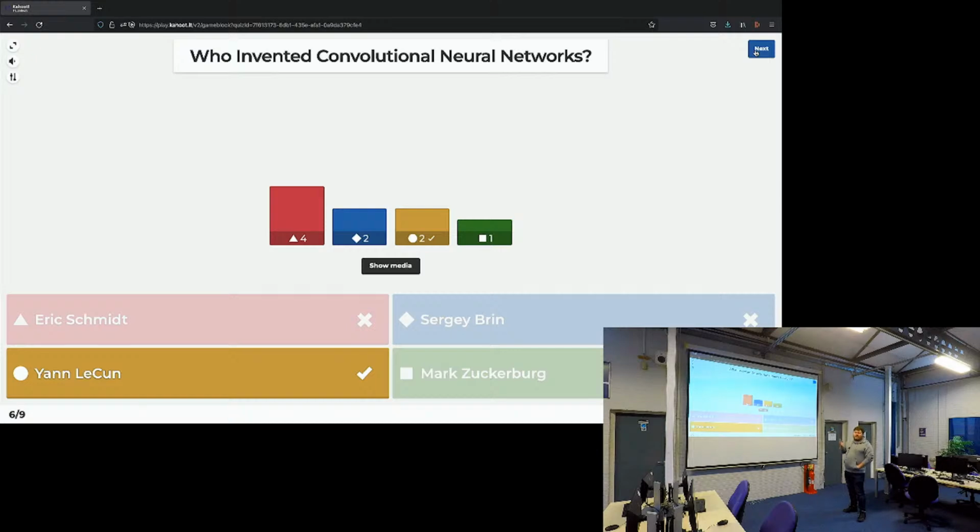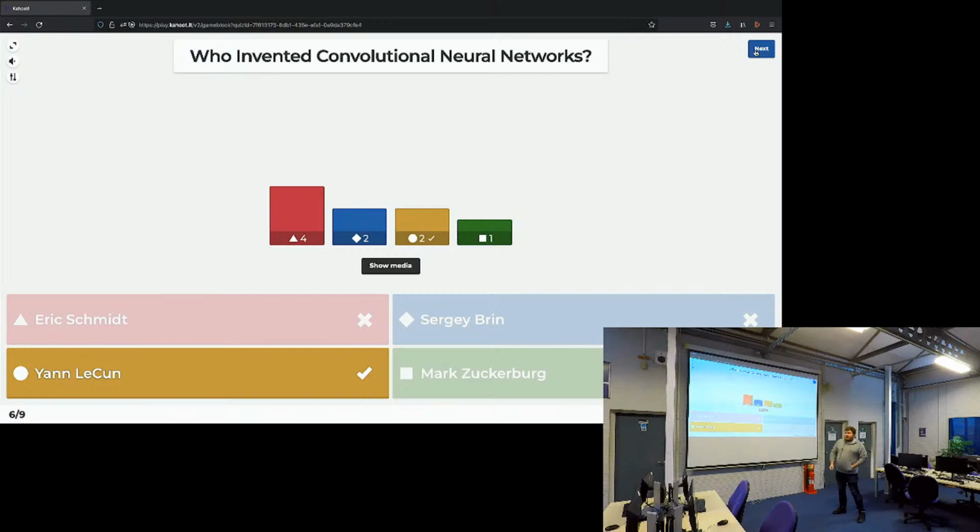So that was Jan LeCun. He was the person who invented convolutional neural networks. Eric Schmidt was the ex-CEO of Google, Sergey Brin was one of the founders of Google, and it was obviously not Mark Zuckerberg as the CEO of Facebook. Jan LeCun was instrumental to, I believe he's head of research at Facebook now.